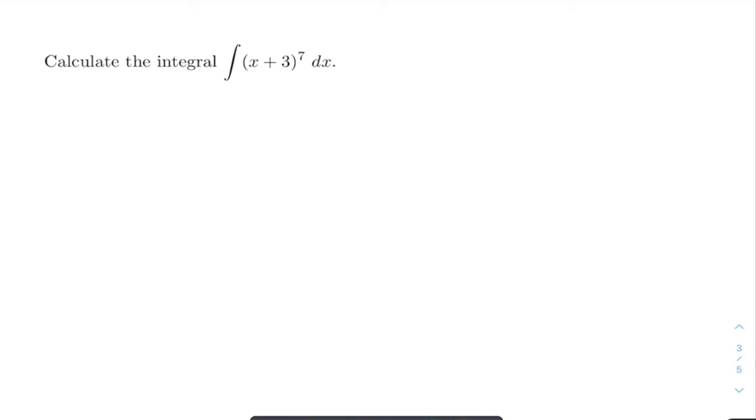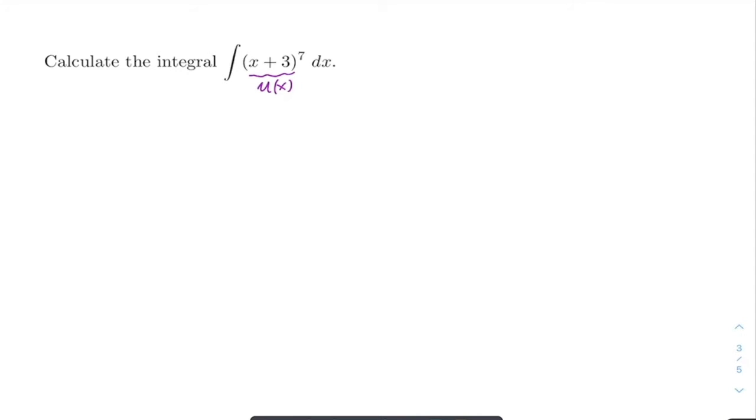So let's start with this one. We want to calculate the integral of (x plus 3) to the 7th. In this situation, the power part of the integral is something to the 7. So in fact, we can see that this is our function u that we want to use in our power formula. So the main question is, do we have the derivative of u inside our integral?